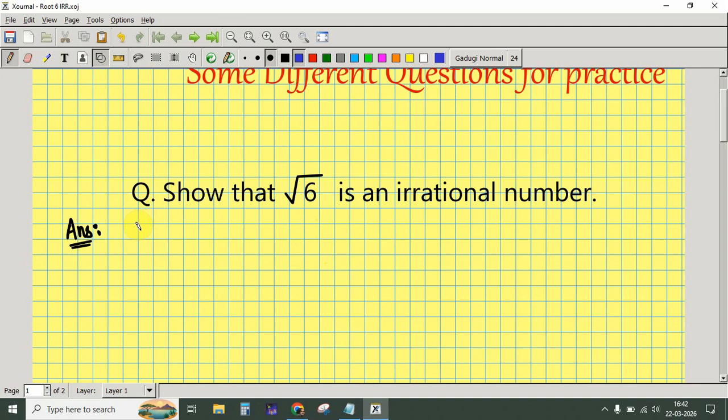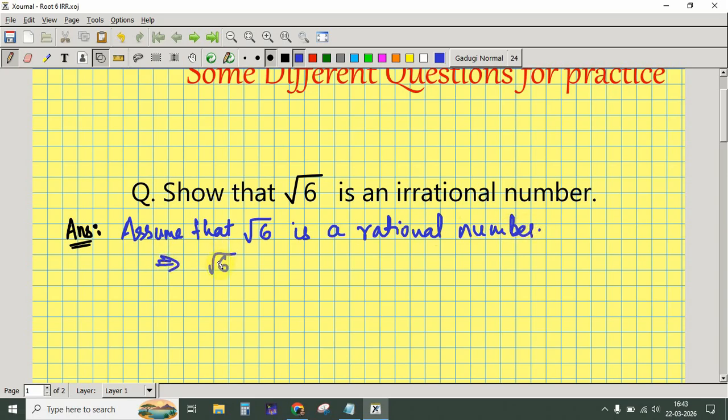We will show this proof by contradiction. Assume that root 6 is a rational number, which implies root 6 can be expressed in this format a upon b, where b is not equal to 0 and a and b are co-prime integers.